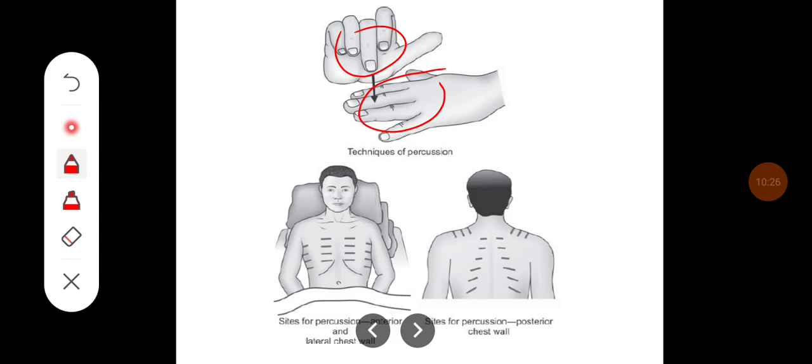These are the different intercostal spaces in the anterior chest, the lateral chest, the posterior chest and in the apical region.